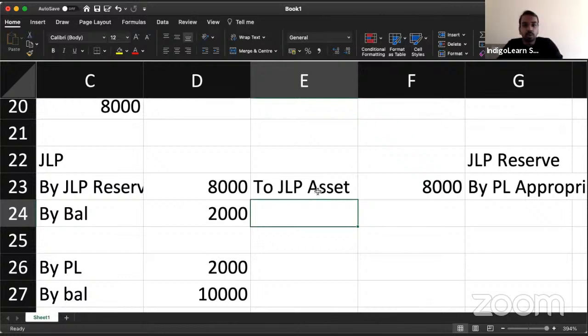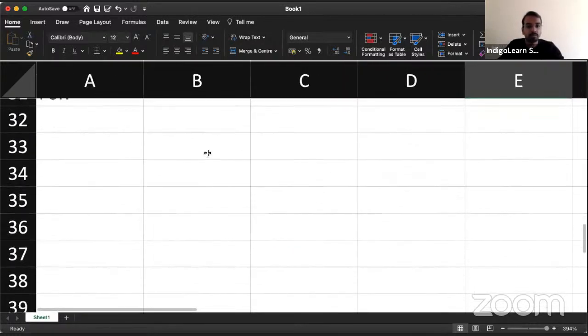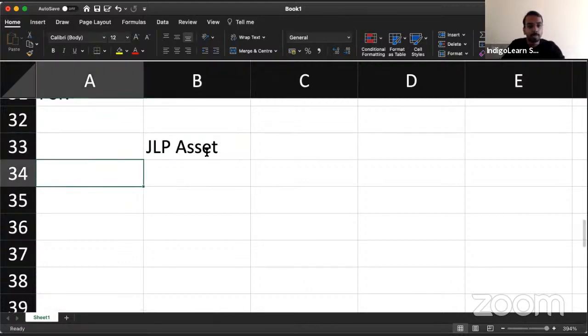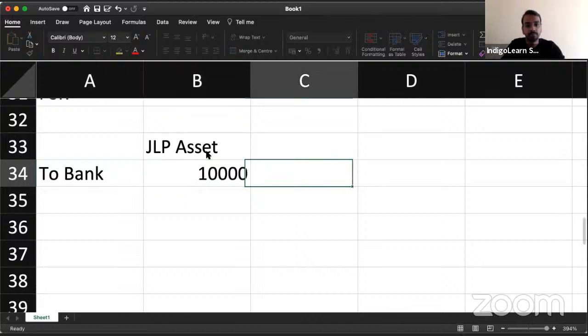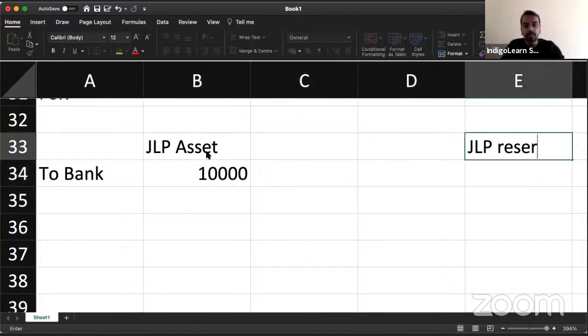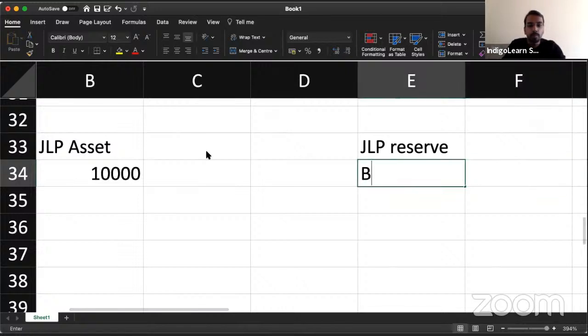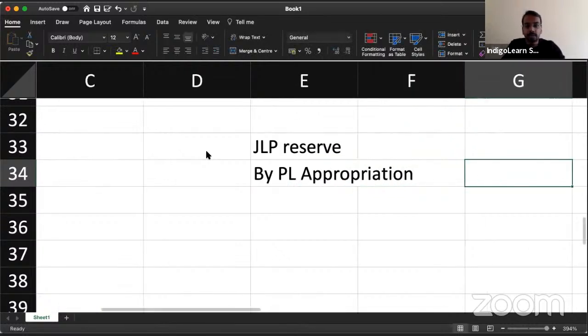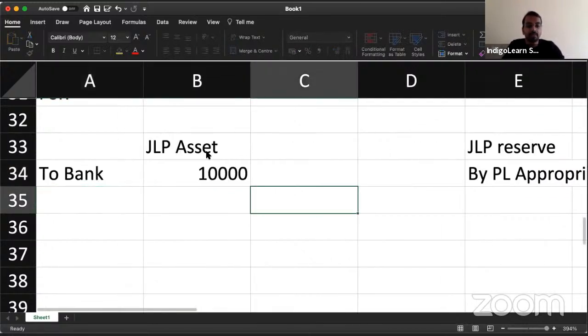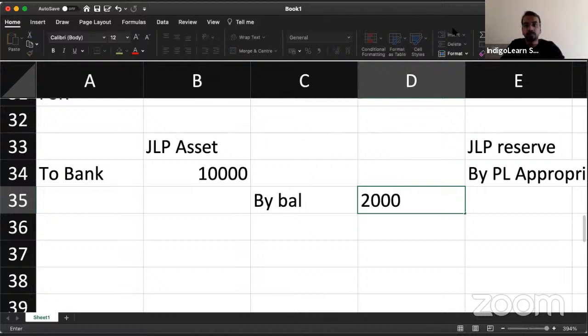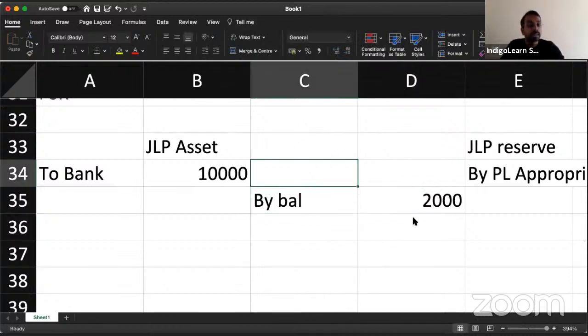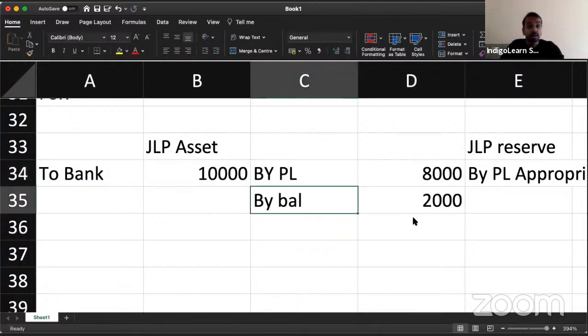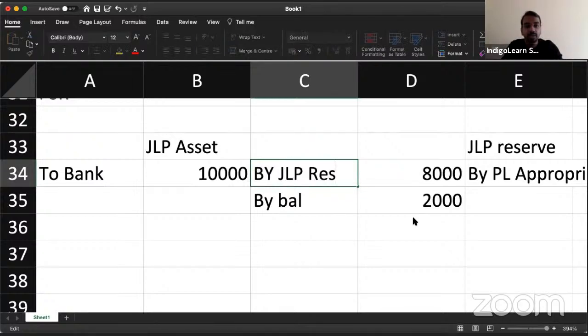Third method, okay. So in the third method, I'll just do it once again. You have JLP asset account to bank 10,000. Then you will create a JLP reserve account by P&L appropriation 10,000. Okay. Now whatever is the balance, let us say at the end of the first year balance is 2,000. Then what would you do? In the second method, you will transfer this to P&L 8,000. But under the third method, you will transfer this to JLP reserve account.